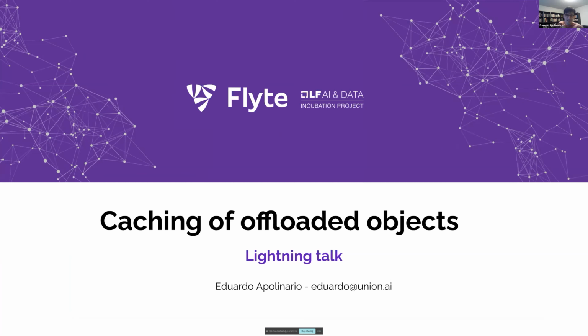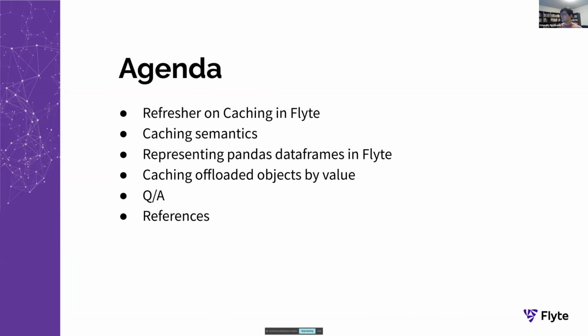My name is Eduardo. I work on the Union AI team, and today we're going to be talking about caching of offloaded objects. Quick agenda. First, we're going to talk real quick about what caching even means in Flyte context. Talk about caching semantics, how we represent some complex objects in Flyte, and finally, the feature that we are proposing called caching of offloaded objects. Then open up for Q&A and put out some references because there's some interesting work there.